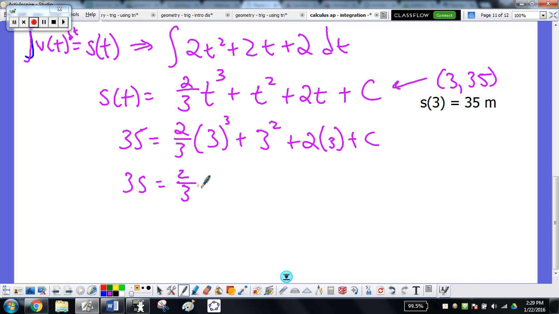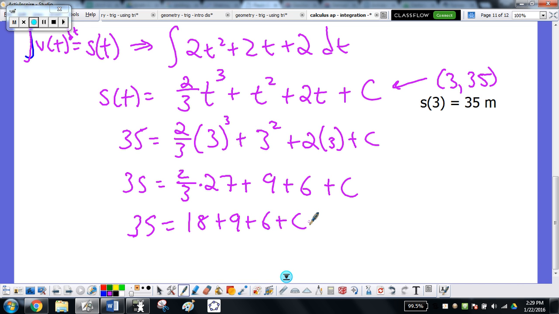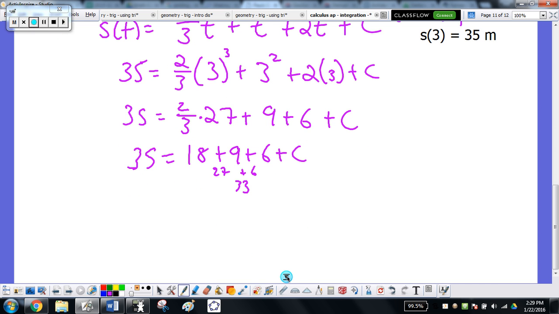35 equals 2/3 times 27 plus 9 plus 6 plus c. 2/3 of 27 is 18. So 35 equals 18 plus 9 plus 6 plus c. 18 plus 9 is 27, right? Plus 6 is 33, right? Subtract 33 from both sides. So at this point, what we have is 35 equals 33 plus c. Subtract 33 from both sides. And you have 2 equals c, once again.